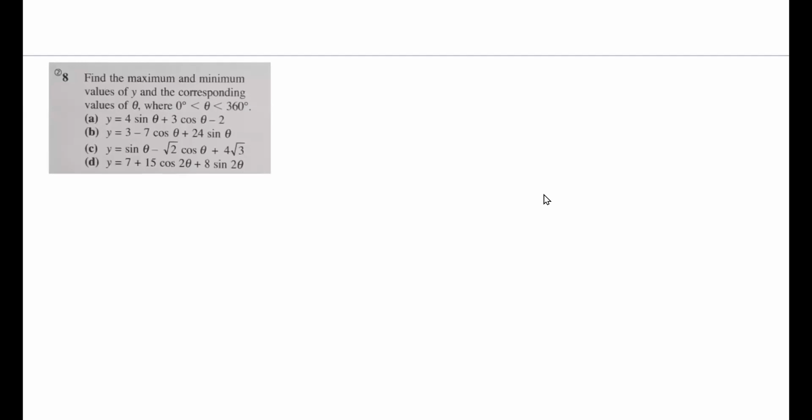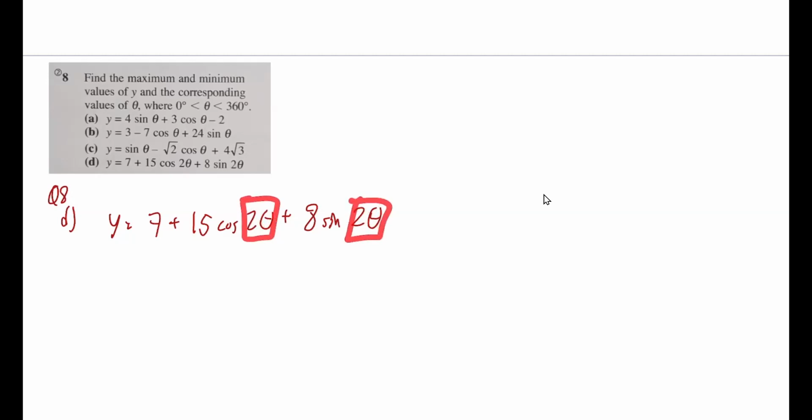Question 8, so find the maximum and minimum of the following. I'm just going to look at question 8 part D. Over here we got y equals 7 plus 15 cosine 2 theta plus 8 sine 2 theta. Now, do you notice that this is no longer just a single theta, but instead it's a 2 theta? So you have to be careful. You just treat this as one lump, just like just now the 4t, treat it as one lump.